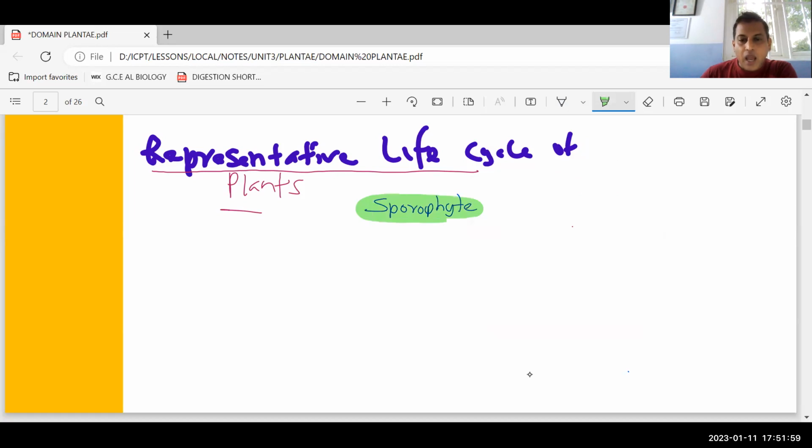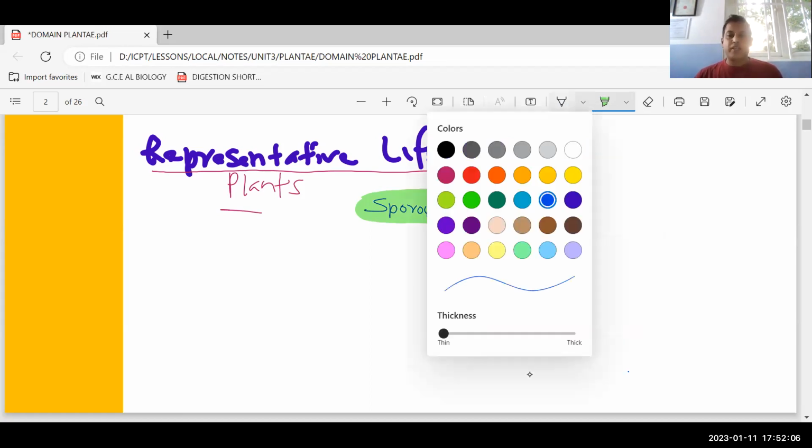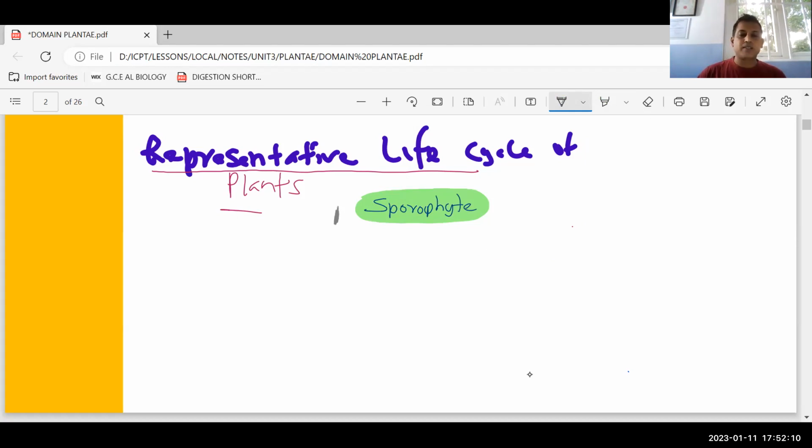Sporophyte. So I just try to make it in a very simplified way that you can easily understand. Sporophyte is, I take this plant like this, just a normal plant, a tree. So consider this is the sporophyte stage. And the sporophyte stage is what we can see as a tree or plant.